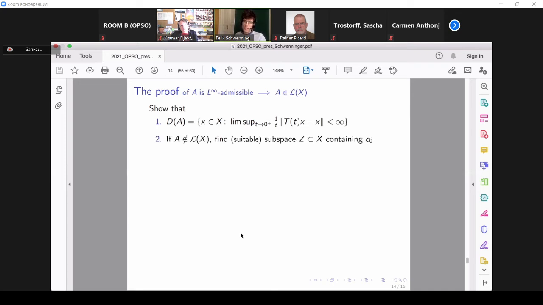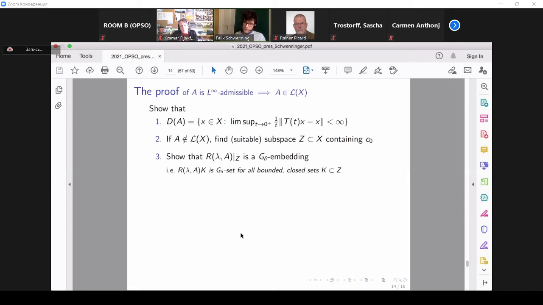The second step is actually independent, or not directly related, to the L infinity admissibility. The second step is simply using Baillon's theorem, because L infinity admissibility implies in particular that your operator A is maximal regular. And you assume that if A is not a bounded operator, then you find a suitable subspace C. So this C is now referring to the space I constructed in my statement of Baillon's theorem, which is an isomorphic copy of C0.